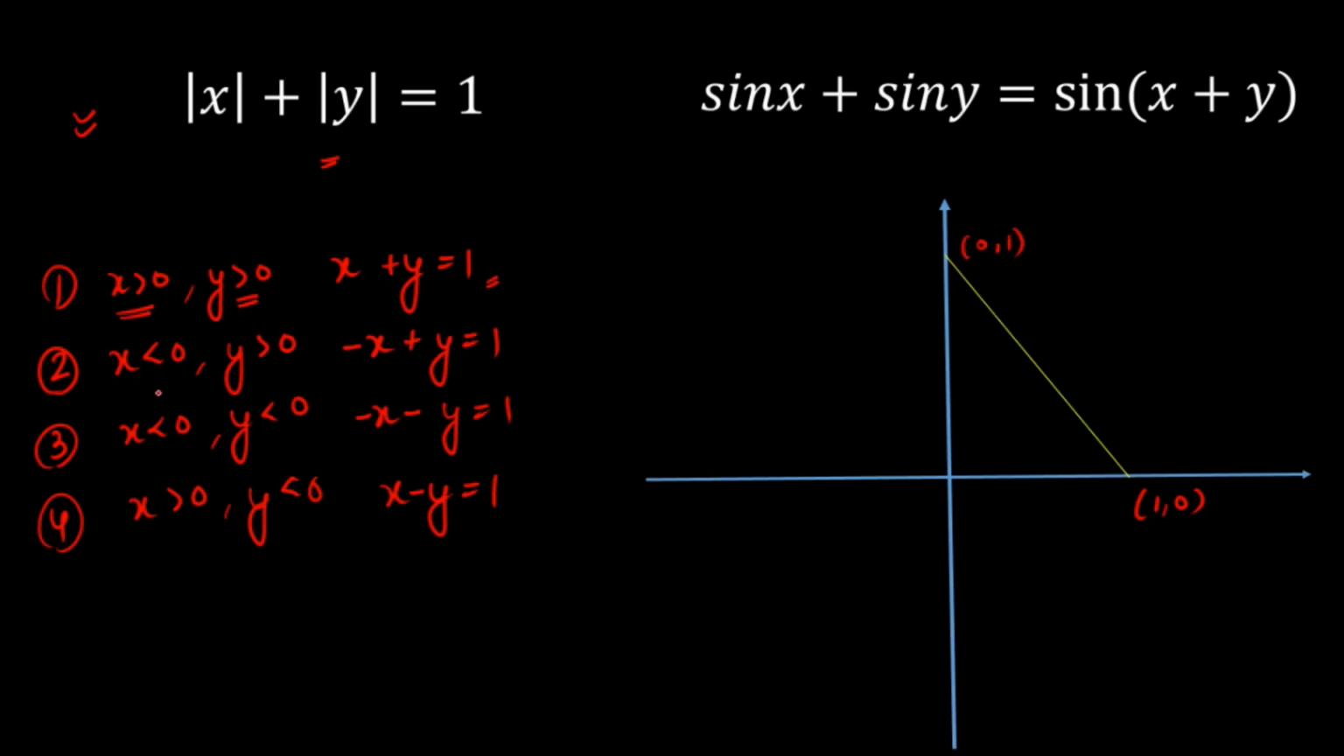Now let's talk about the second quadrant. As you can see, the first line is only valid when x is positive and y is positive. So our curve will be limited up to here. Now let's talk about the second case when x is negative and y is also positive. So I got the straight line, that is minus x plus y is equal to 1. If you're going to plot this, you will be having x-intercept minus 1 and y-intercept plus 1. So you can see here x-intercept is minus 1 and y-intercept is plus 1.